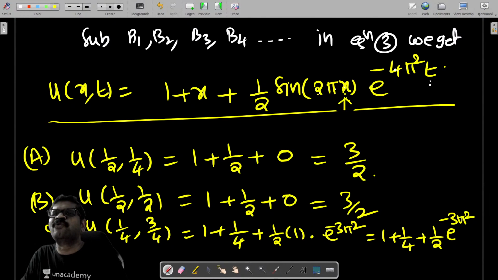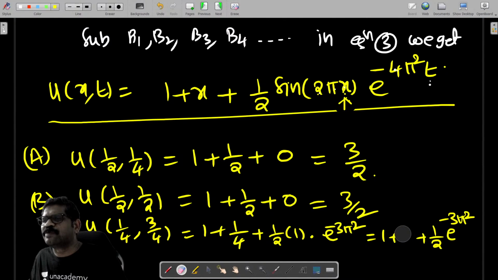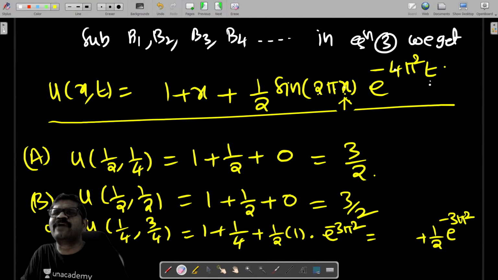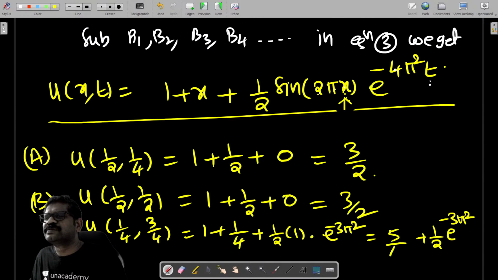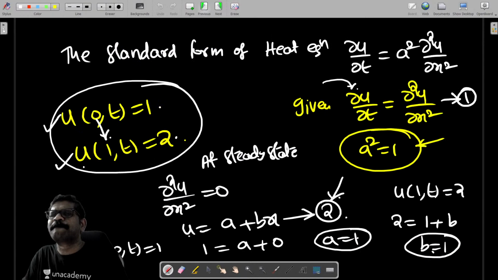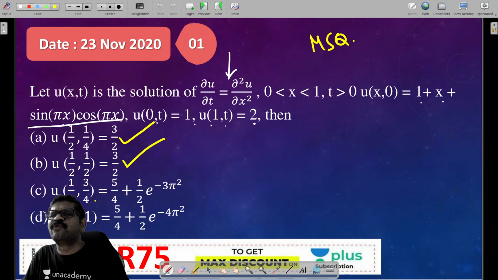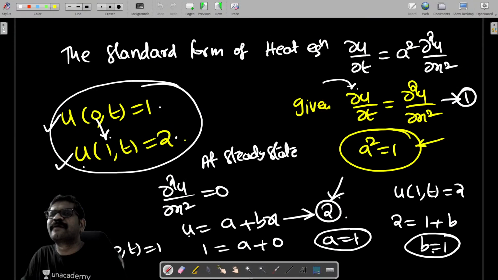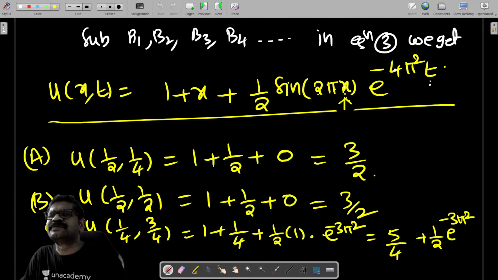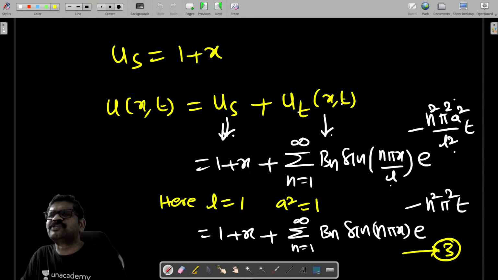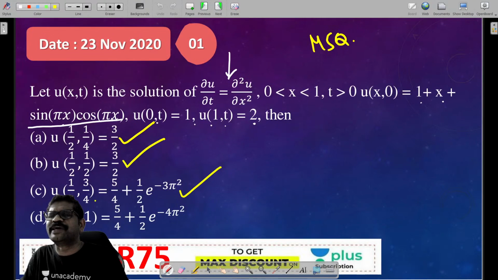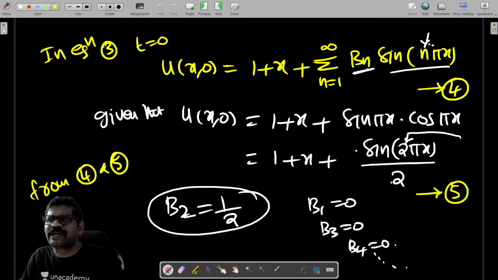So 1 plus 1 by 4 is 5 by 4, na? So 5 by 4 plus 1 by 2 into e power minus 3 pi square. That is also true. Next, fourth option, 1 by 4 comma 1 we have to calculate.